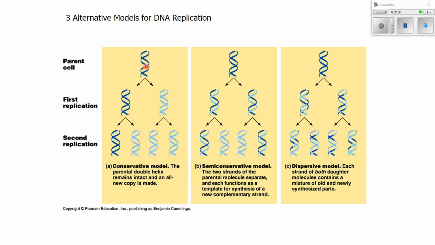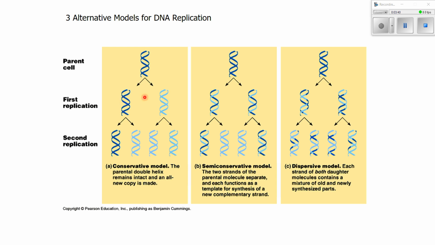And so the conservative model says that when you copy a double-stranded DNA molecule, the two strands never separate. They remain connected. So it's almost like a copy machine. If I was to put this double helix into a copy machine and hit the green button, it's going to spit out an exact copy. It'll be a new copy, but it'll be exactly like the original, but I'll still have my original, right? So if you put a piece of paper on a copy machine and you make a copy, yes, you'll have the new copy, but you'll still have your original. So that's how the conservative model says DNA is copied.